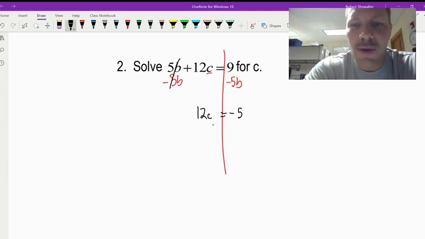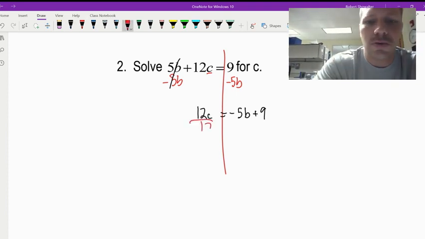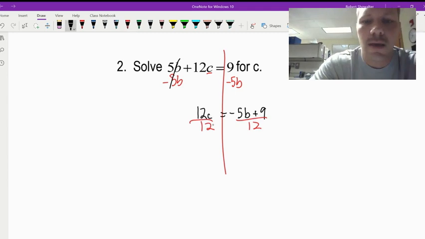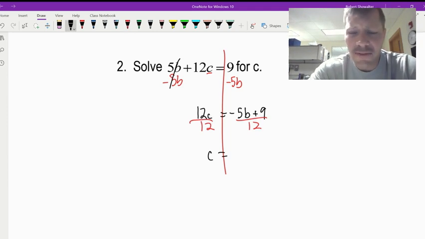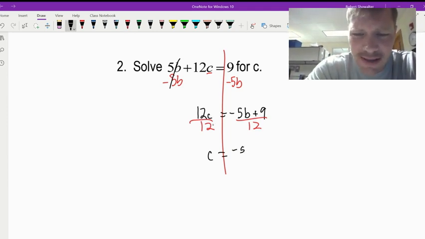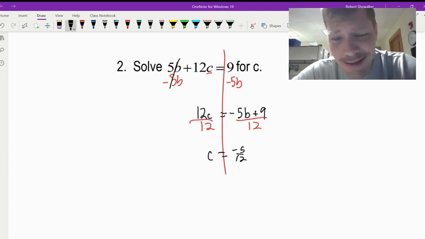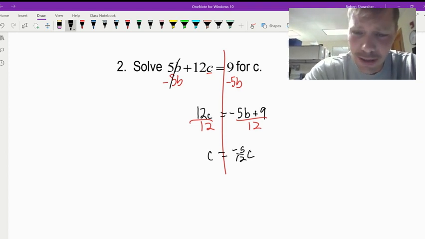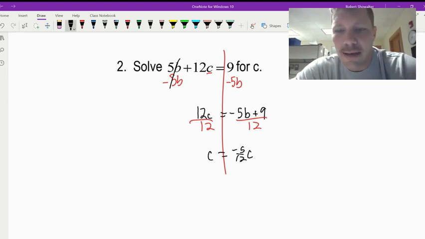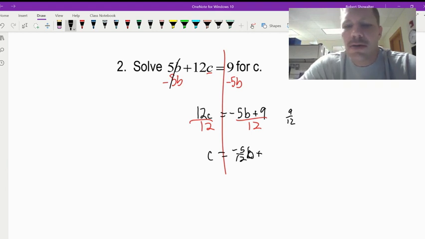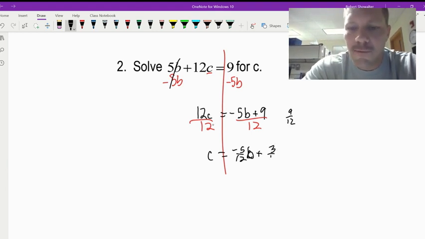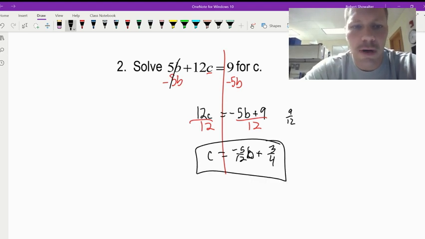Now over on the right-hand side, we have negative 5b plus 9. We're going to turn around. We are going to divide by 12, and this is getting a little funky. So we are going to divide that whole right side by 12. So we need to do negative 5 divided by 12. If you don't understand how to do that as a fraction, type it in your calculator, get the calculator, do your work. Boom. And we get negative 5/12 times b. And then we have 9 divided by 12. We need to think about that, and we will reduce it. So 9 divided by 12 is going to be 3/4. Boom. Done. Next question.